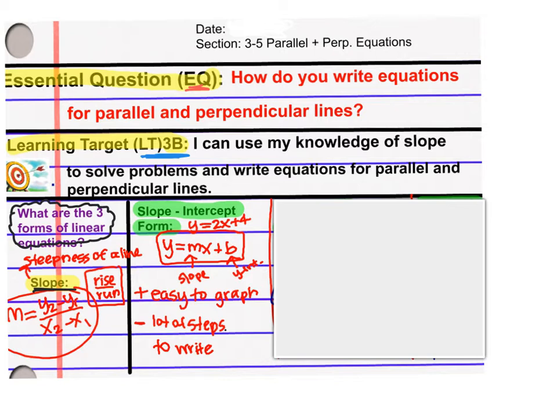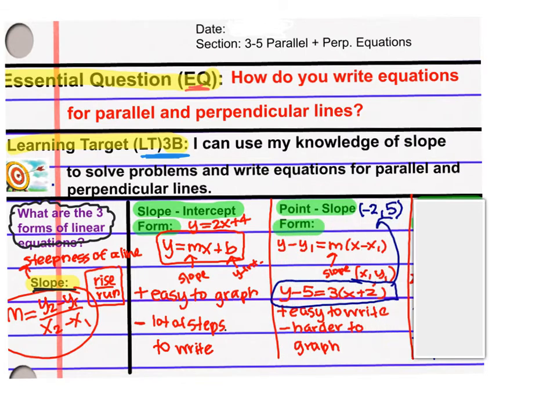All right, then I put a plus for kind of a pro to this type of form. A pro is that it's easy to graph. That's partly why we use this. It's super easy to graph. You graph the y-intercept, you count your rise and your run, you're done. A con or negative, that's why there's a minus, is there's kind of a lot of steps to writing the equations. There's about 3 steps. All right, so make sure you have all of that written down.